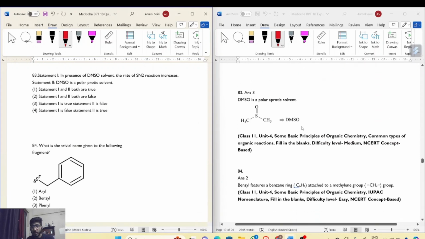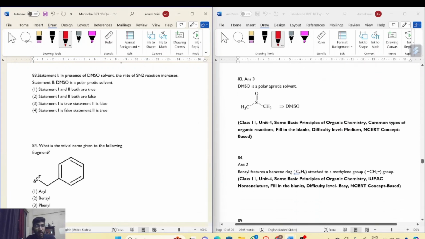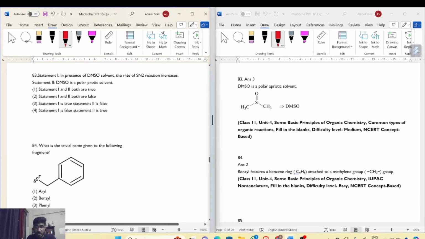Now question number 83. Statement 1, in presence of DMSO solvent, the rate of SN2 reaction increases. Okay, so the structure of DMSO will be CH3, S double bond O, CH3. This is the structure of DMSO. Now in presence of DMSO, the rate of SN2 reaction increases. Yes, this statement is correct.